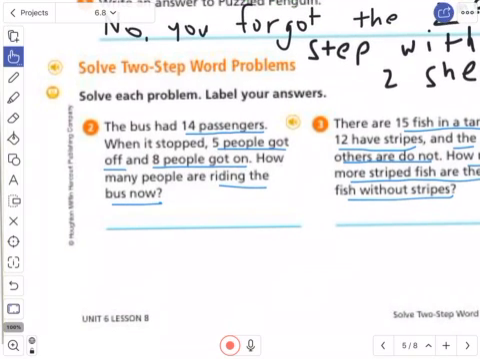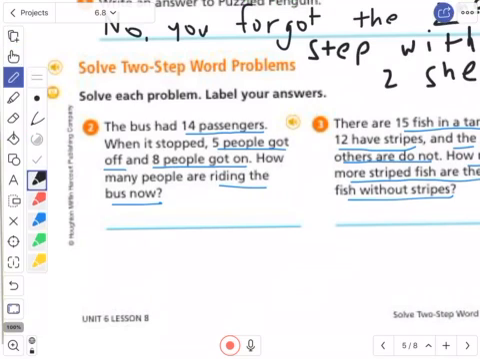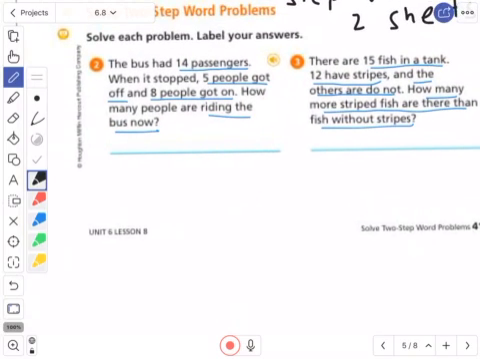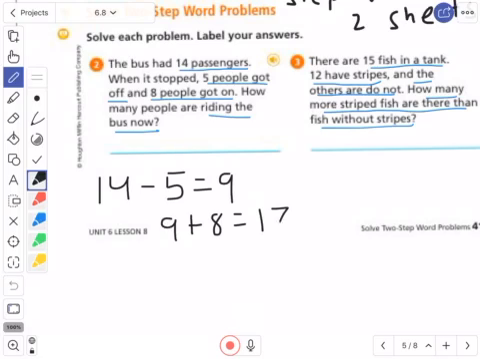Let's take a look at this one. So this is 2 steps. Now there's different ways that you can do this. I'm just going to show you two different ways you can do this. So you can break it really down into 2 steps. So 14 passengers. When it stopped, 14 people got off. So there's 14, take away 5 equals 9. Then 8 more people got on. So there's 9 people, 8 more got on equals 17.